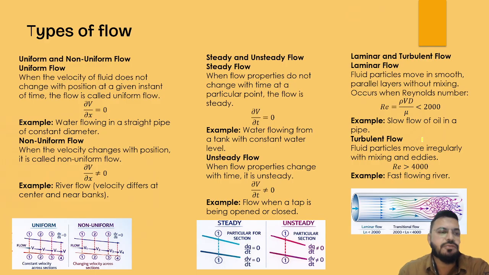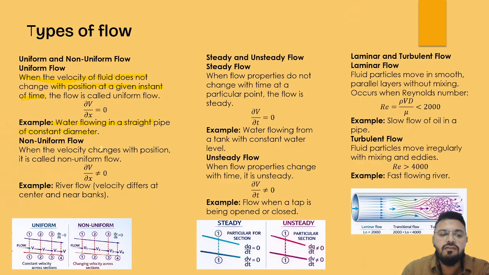Now let us see types of flow. So uniform flow and non-uniform flow. When the velocity of the fluid does not change with respect to position at a given instant of time, the flow is called uniform flow. So velocity does not change with position at a given instant of time. Example, water flowing in a straight pipe of constant diameter.